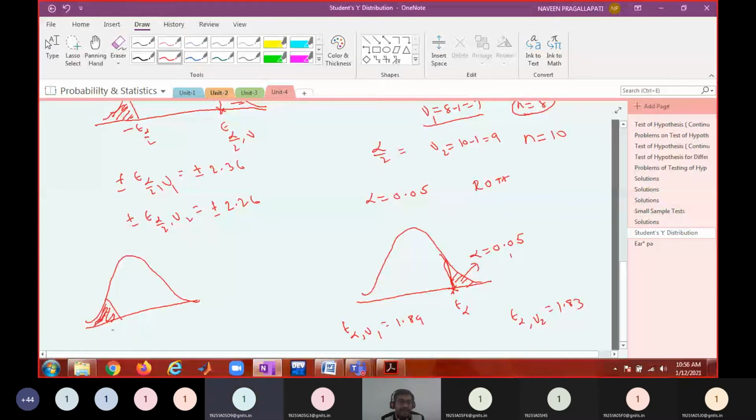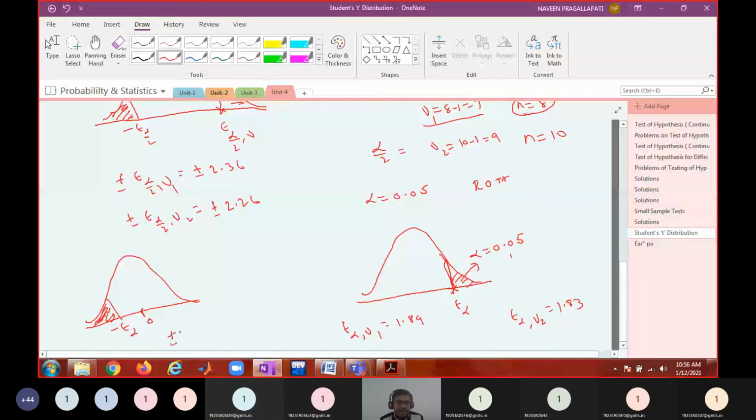T1 minus 1. Minus t alpha. It is going to be a negative value only, no? I just wrote the property, but actually this is minus t alpha because we are computing only positive values. The distribution table is giving us only positive values. Multiply with minus 1, you will get the negative values. Is it okay?